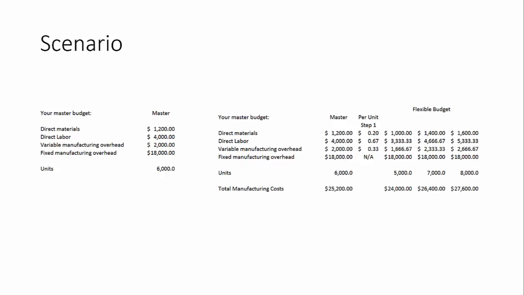So in this scenario, if we started to see that we're in line with a 7,000 unit budget, then we would be comparing our actual numbers to the flexible budget of 7,000 units rather than our master budget, which was only at 6,000 units. So I hope that helps to explain how a flexible budget is built.